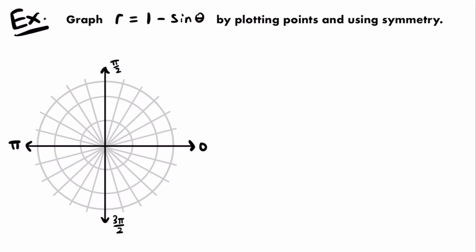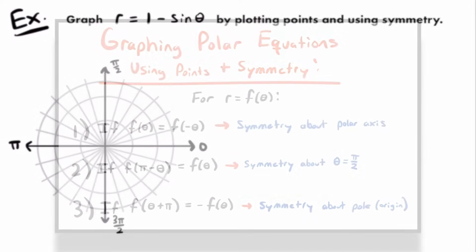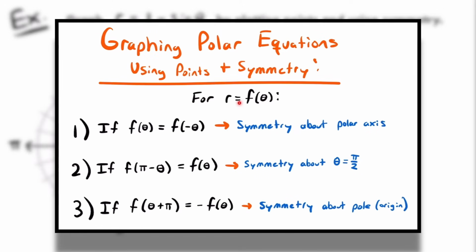All right, and in order to check symmetry for a polar equation, you need to know the following rules. For a polar equation where you have r is equal to some function of theta, if f of theta is equal to f of negative theta, meaning you can plug negative theta into your function and get the same function back, that means you have symmetry about the polar axis. But then if you can plug in pi minus theta into your polar equation and get back the same equation, then you have symmetry about the vertical axis, theta equals pi divided by 2.